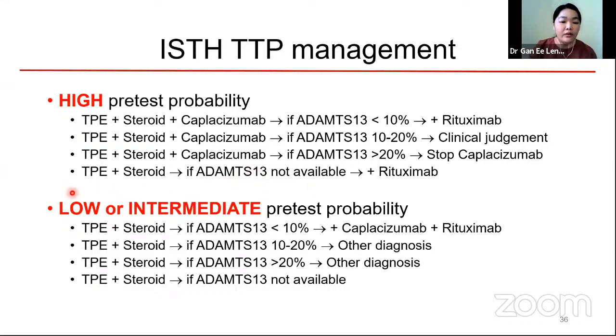Okay. So for low or intermediate pretest probability, you see here the caplacizumab doesn't come into the algorithm for low and intermediate cases. We do plasma exchange and steroid, and the later treatment is basically guided by the ADAMTS13 result. If confirmed, we give caplacizumab and rituximab. How about other ADAMTS13 levels? We need to consider other diagnoses.